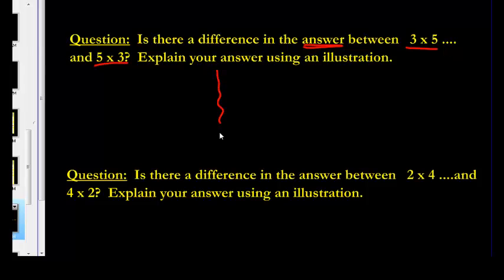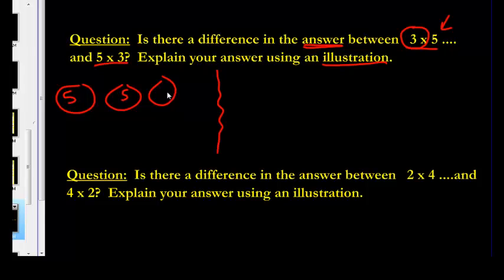So let's split the page up. Explain your answer using an illustration. You have to show some sort of a drawing. That's what illustration means. So let's do 3 times 5 first. Here's 3 groups. I'm going to make 1, 2, 3. I need 3 groups of 5. So I'm going to put 5, 5, 5, and that makes 15 equals 15.